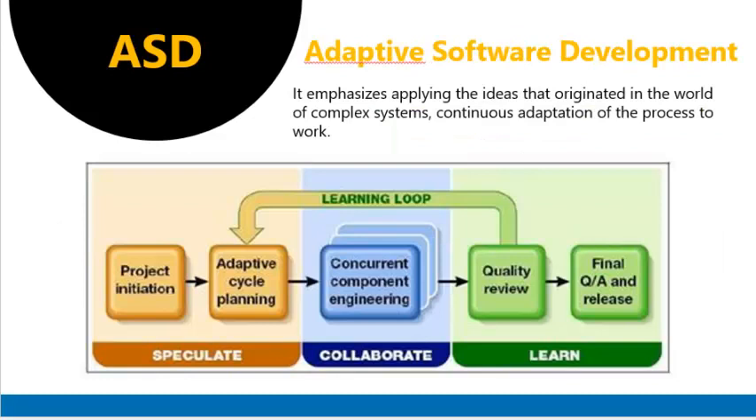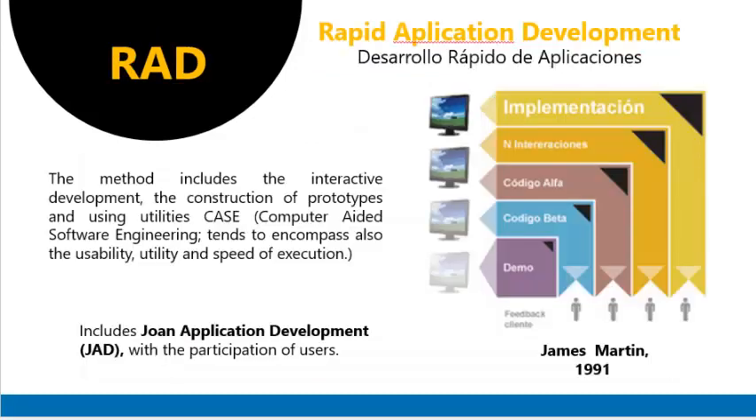ASD, or Adaptive Software Development, emphasizes applying the ideas that originate in the world of complex systems. Continuous adaptation of the process to work. These phases are speculate, collaborate, and learn.